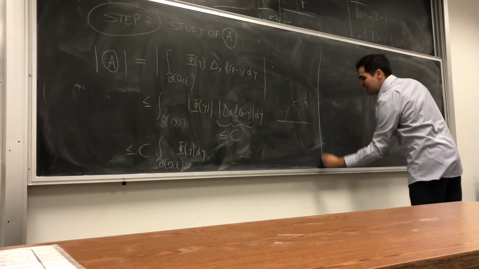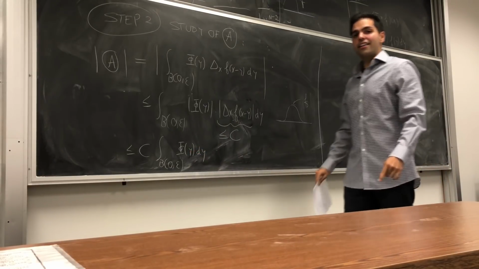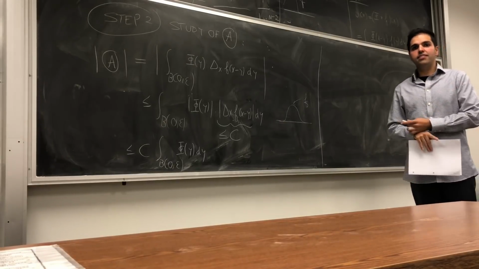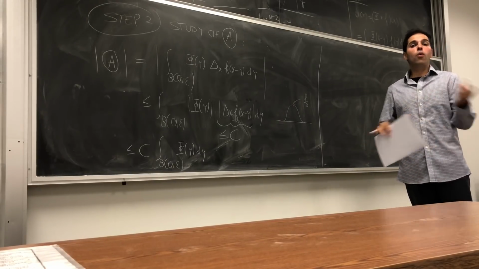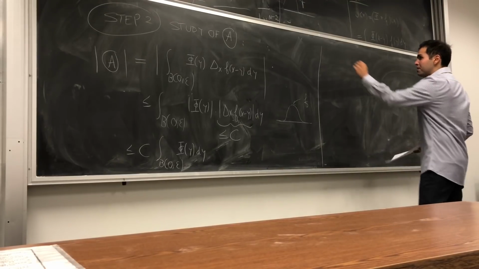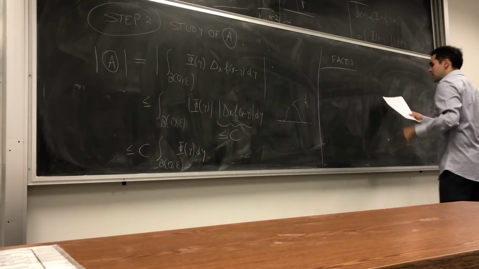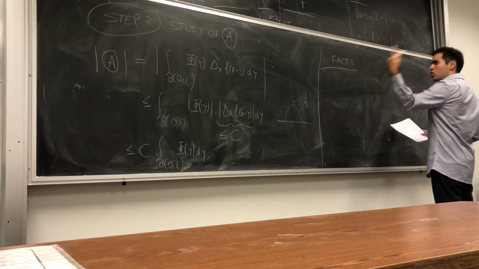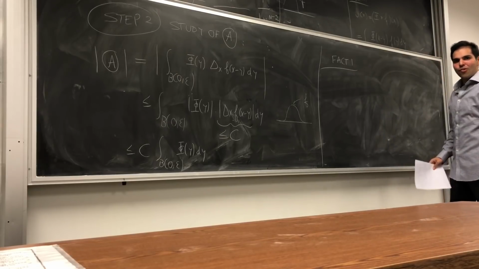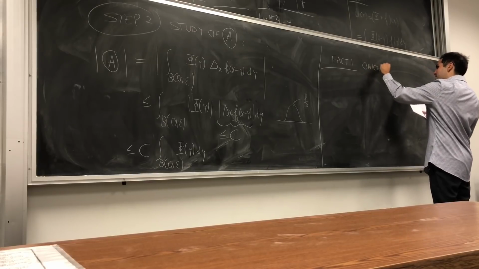But for this, we actually have to calculate this integral, and because phi is radial, what would be nice is if we had some kind of a polar coordinate formula, which in fact we do. So fact 1: it's called the coarea formula, or the polar coordinate formula, or what I like to call the onion formula.